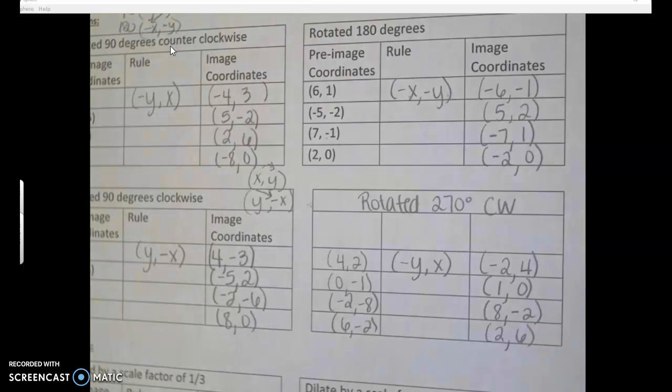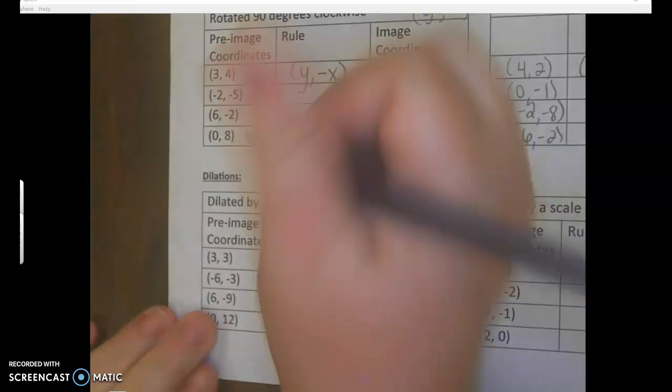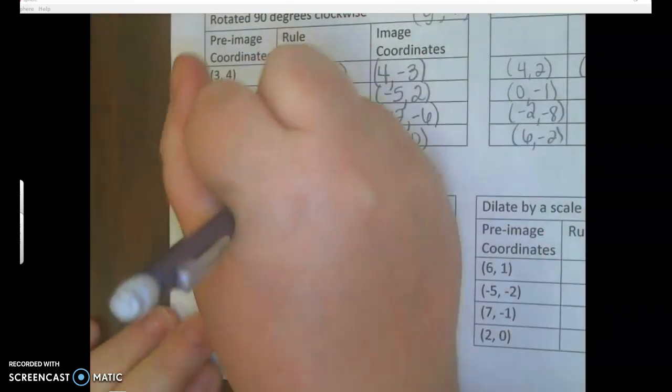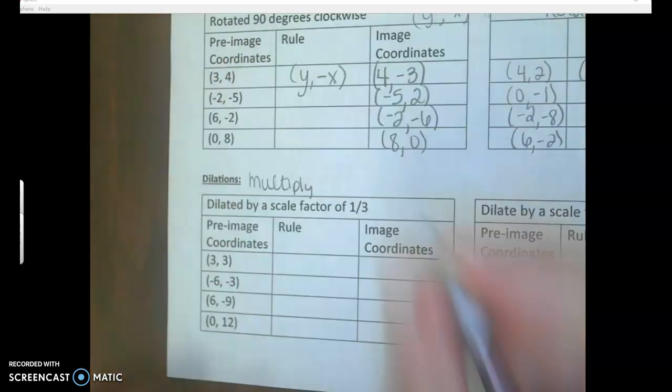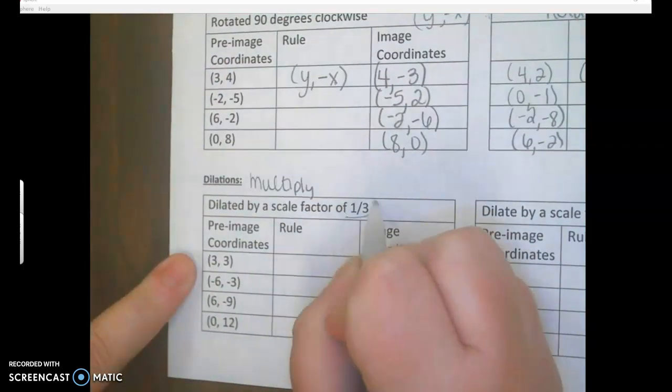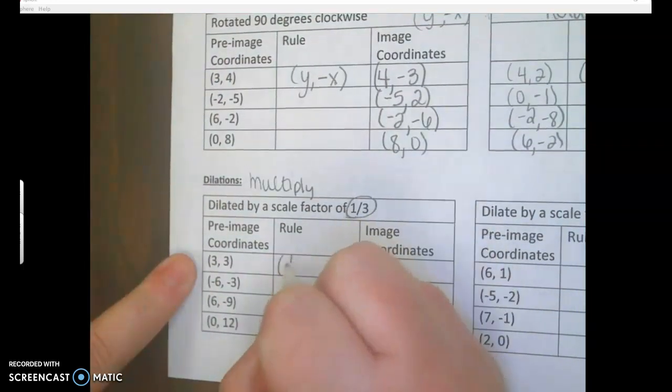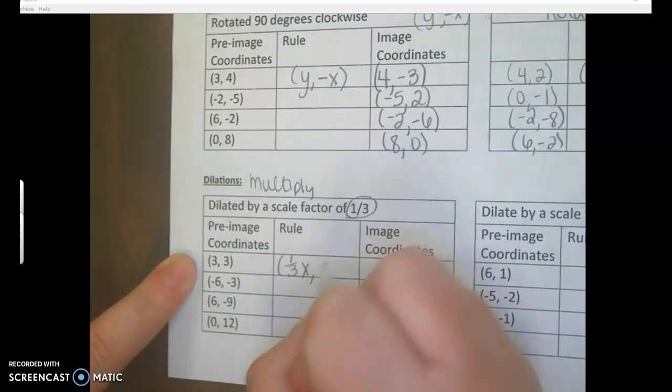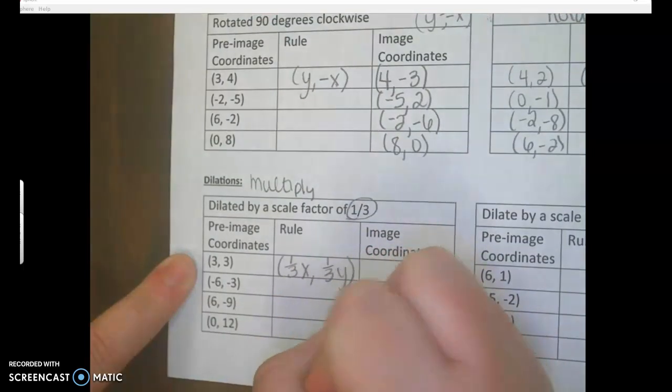All right, now we're going to look at dilation. So we're going to write that it is multiplication, multiply. And our rule here, since our scale factor is 1/3, is going to be 1/3 x, 1/3 y.